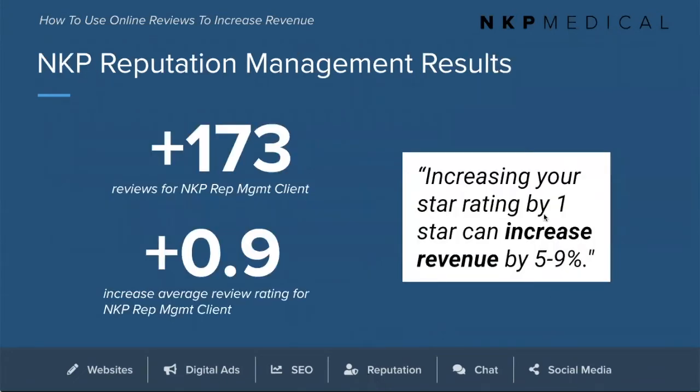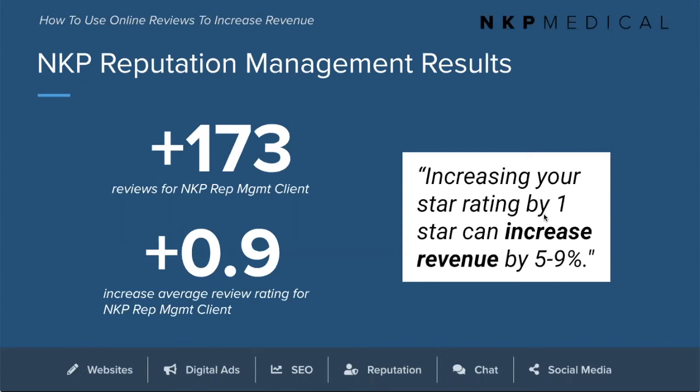So what you're looking at now is data from one of our clients. This is a dermatology practice based out of Oregon. Really great case study because they've been around for a long time. And before working with us on reputation management, they had 23 reviews on Yelp. Not a lot. They were having a lot of trouble acquiring new reviews. They had a 3.8 rating on Google.